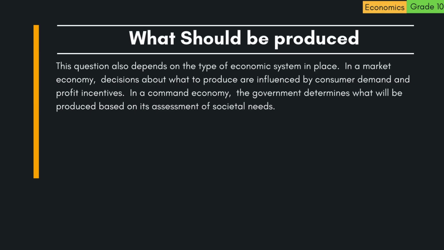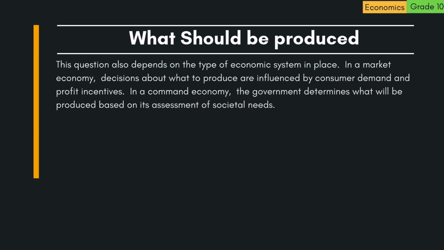In a market economy, decisions about what to produce are influenced by consumer demand and profit incentives. In a command economy, the government determines what will be produced based on its assessment of societal needs.